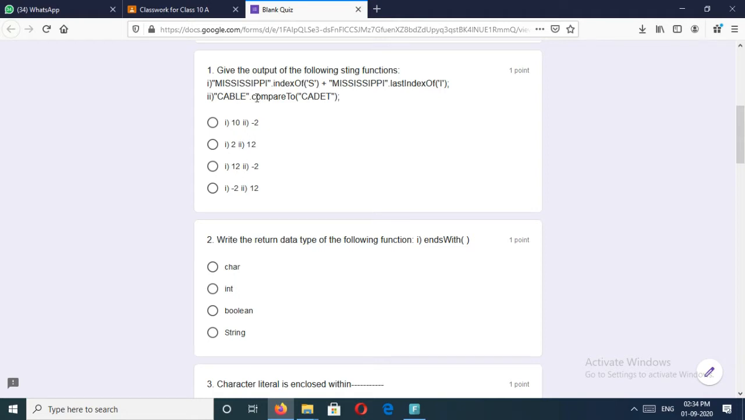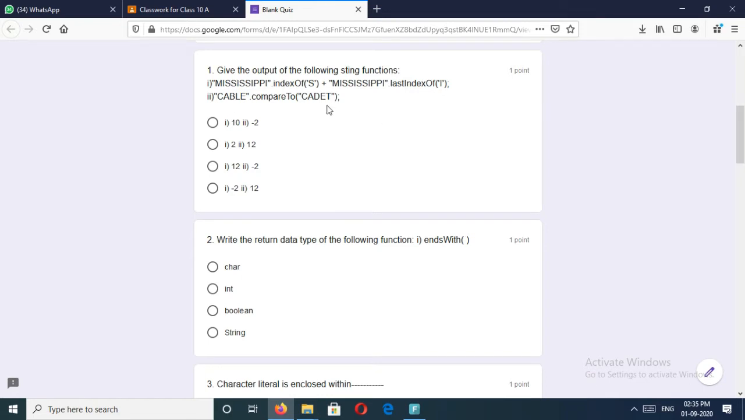The next one: "cable".compareTo("cdet"). When we work with the compareTo function, first you have to write the ASCII code value of each particular alphabet. If you have any doubt, please watch that video. The ASCII code value of A starts from 65. First we take this letter C of cable and compare it with this letter C. Both are the same. Then take the second letter: here A and here also A. Both are also the same.